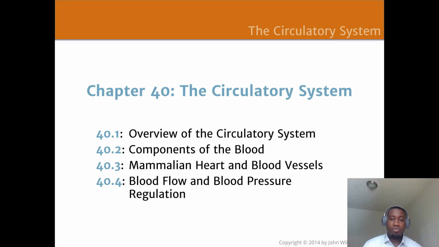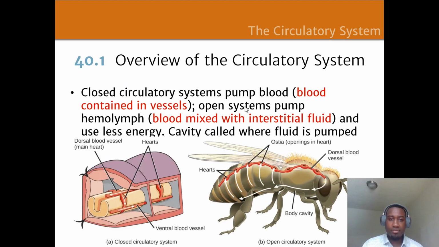All right, we're going to talk about an overview of the circulatory system, components of the blood, the mammalian heart, and blood vessels. You guys know we always start with simple animals. We normally end up at mammals, and then we'll talk about blood flow and blood pressure regulation. All right. So, on a general overview of the circulatory systems, there are two types: closed and open. All right, closed system, open system. And we're going to start with closed because we're mammals and we are closed systems.